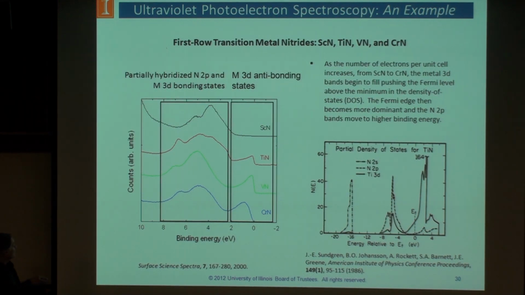So we see here that the scandium nitride, if you look real close, has a diminishing density of states at the Fermi energy, suggesting it is a semiconductor. Then we have a Fermi edge developing in the titanium and vanadium, and then here in the chromium, it starts diminishing again, indicating that this material is turning semiconductive.